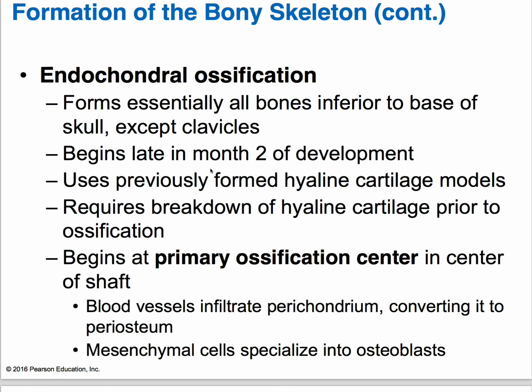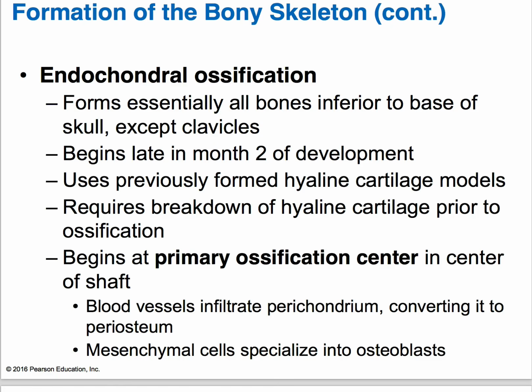Endochondral ossification forms just about all the bones in your body below your skull, the exception being your collarbones, your clavicles. It starts in the later part of the 2nd month of development, and it uses the hyaline cartilage that was formed earlier on as a model or a pattern for the bone construction. It's more complex than intramembranous ossification because the hyaline cartilage has to be broken down in order for the ossification to proceed. We're going to be talking about both of these in detail as we move forward.